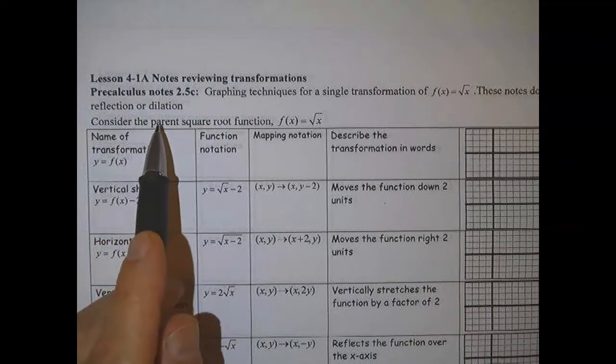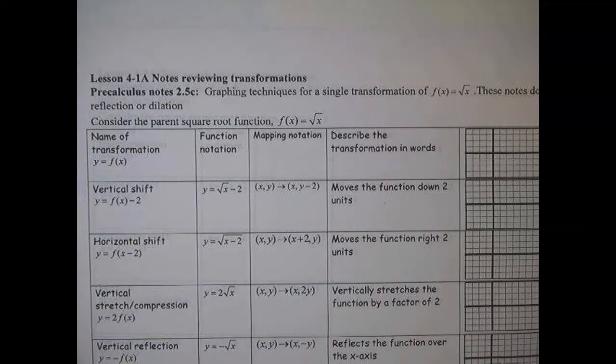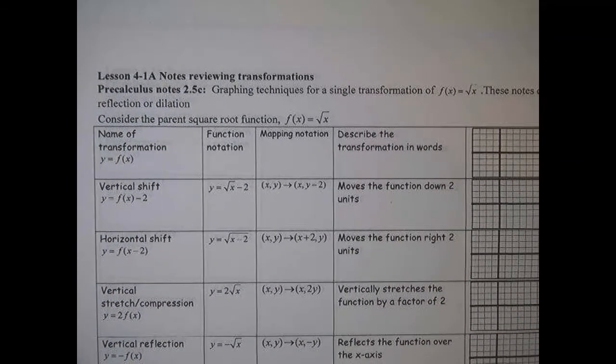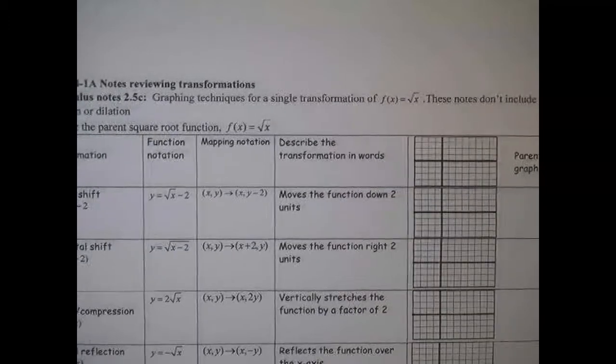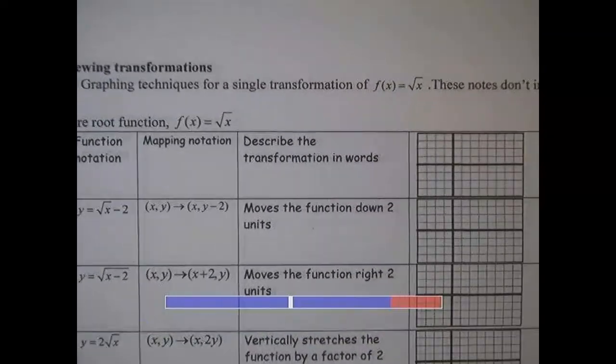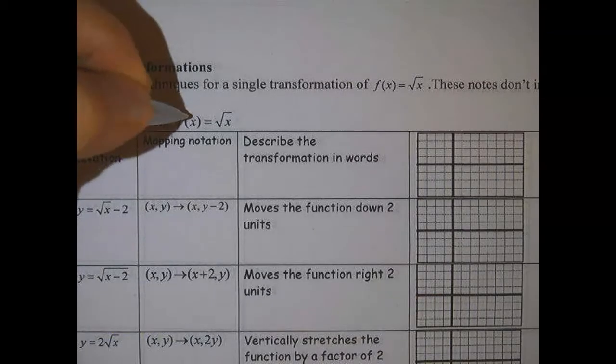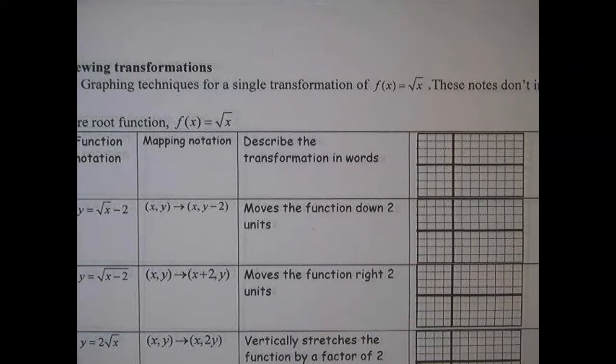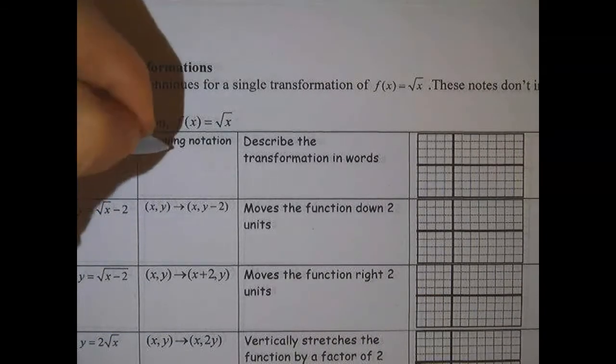Now the notes that we're doing now don't include horizontal reflection or dilation because you probably didn't do that in Algebra 2. You might have done it if you had Algebra 2 trig. So we're going to start out by graphing the parent function, and writing down some key points for it. We can make this as a t-chart or a couple of ordered pairs.